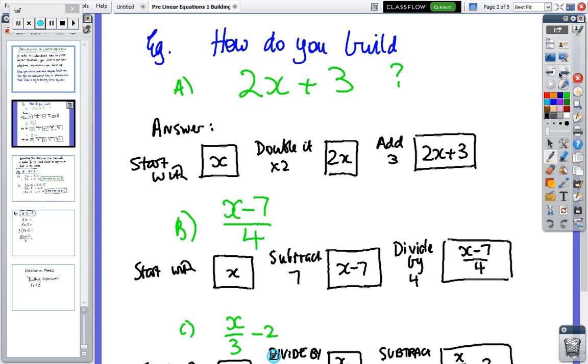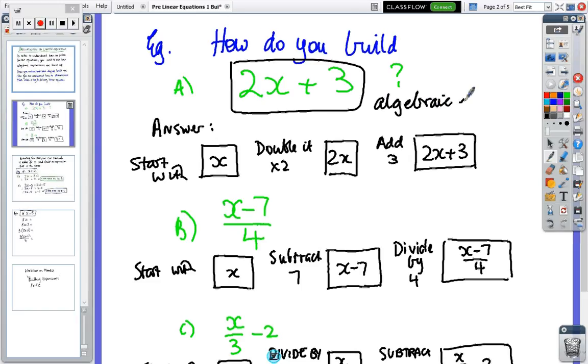Okay, so how do you build 2x plus 3? Now this is an expression. 2x plus 3 is an algebraic expression. It's not an equation because it doesn't have an equal sign. So how do you build it up?